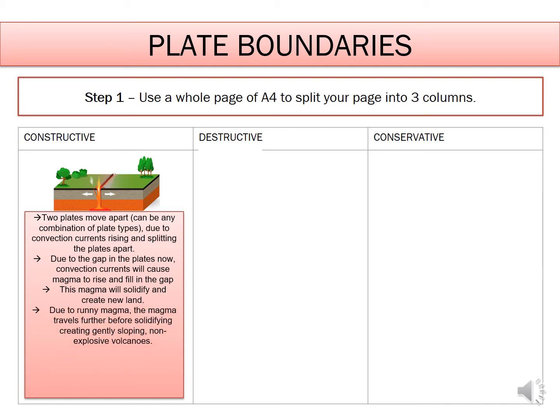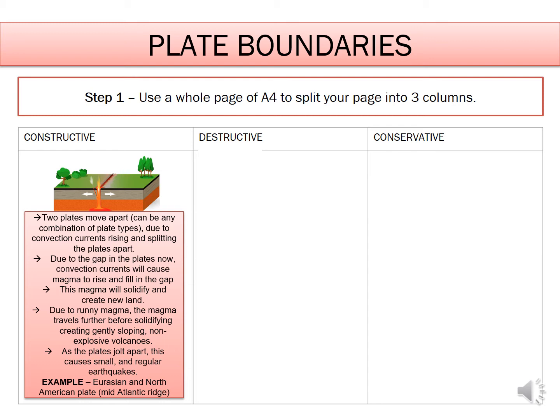Due to the fact that this magma is runny magma, it travels a lot further before it becomes hard and before it solidifies, which creates our nice and gentle, sloped, non-explosive volcanoes. As the plates jolt apart during the movement, this can cause really small and regular earthquakes. They don't tend to pose too much of a threat to human life. And if you are working at a grade 7 or above, you do need to know an example. And your example is the Eurasian plate and the North American plate, which creates the Mid-Atlantic Ridge, and it is how Iceland was formed.